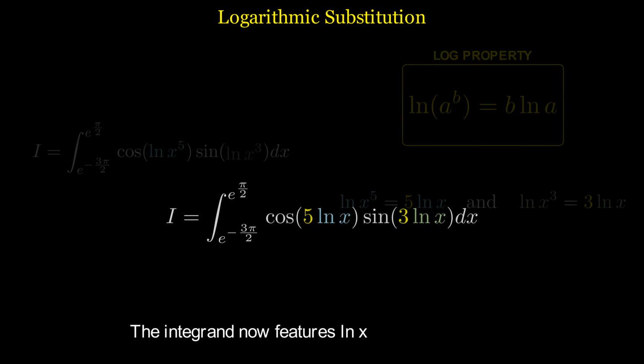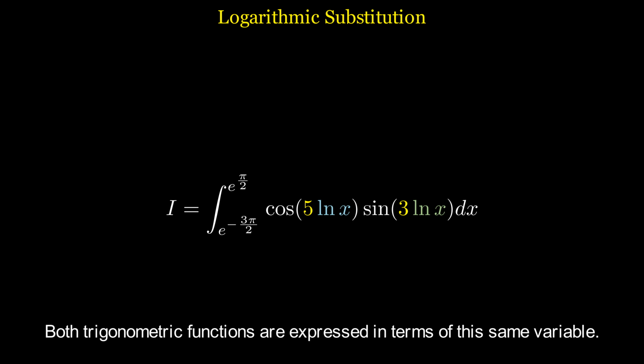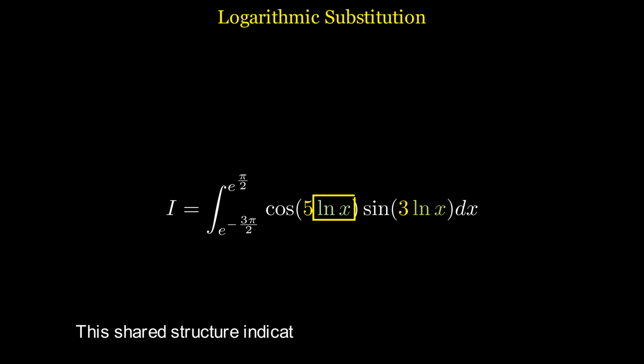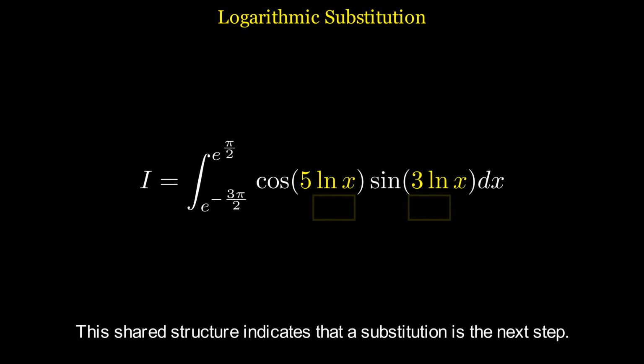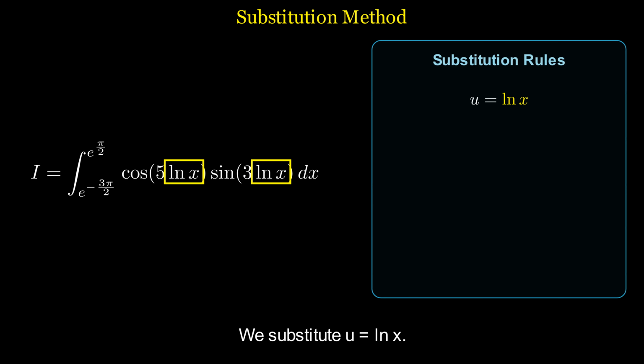The integrand now features ln x as a common term. Both trigonometric functions are expressed in terms of the same variable. This shared structure indicates that a substitution is the next step. We substitute u equals ln x.